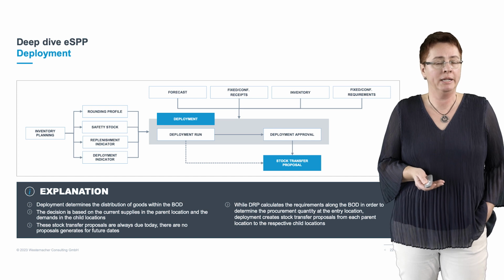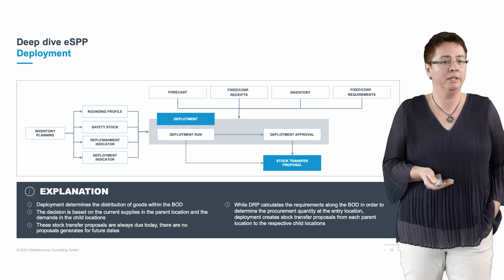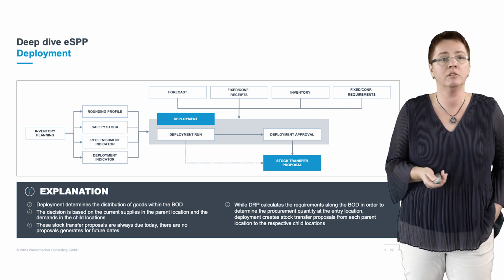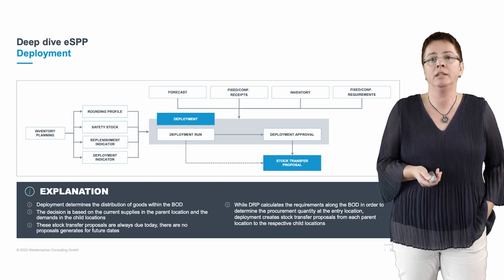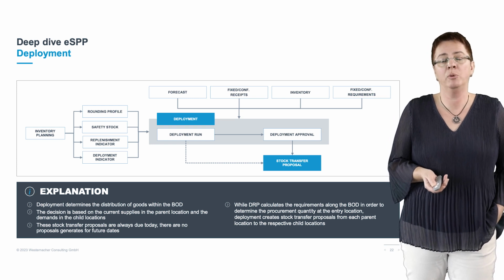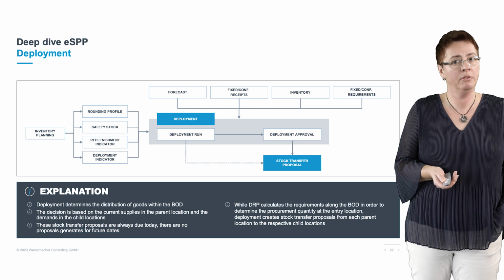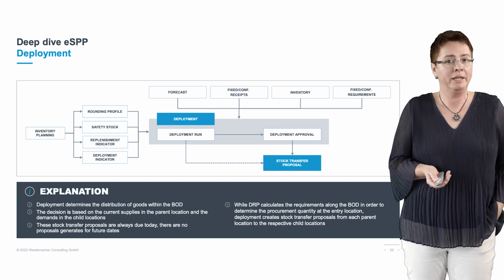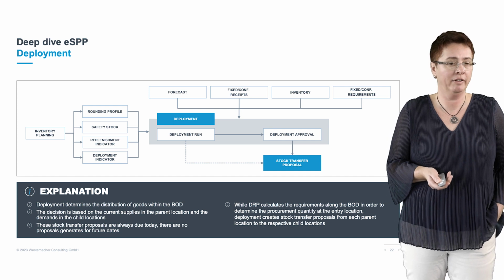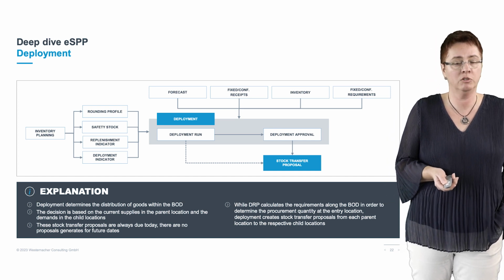The process has mainly the same inputs as DRP, like forecasts, inventory, and from the inventory optimization, the safety stock and the economic order quantity. Because deployment always executes a DRP in the background. This is mainly to ensure that we have the most actual numbers regarding net requirements for each level of the distribution network.